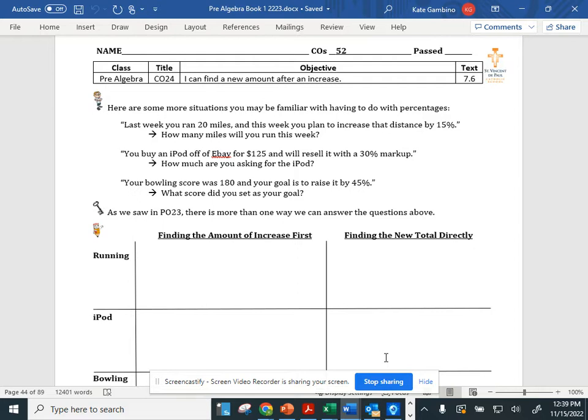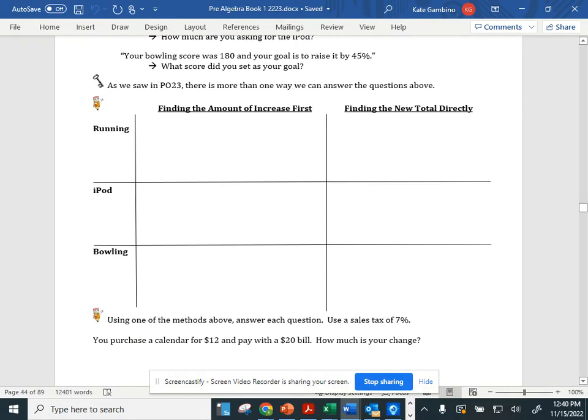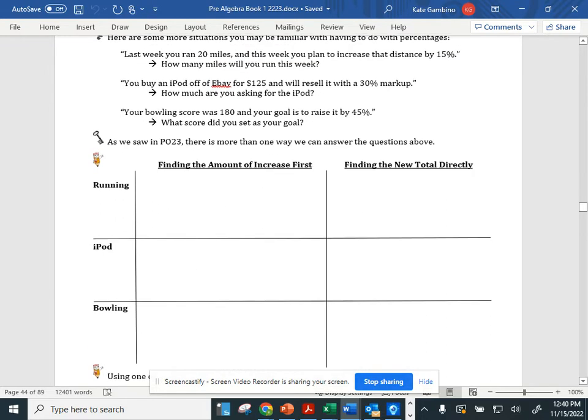So these are all different types of reasons we would use percentages. As we saw in PO23, there is more than one way we can answer the questions above. Remember, in our last objective, we had 3 different ways we could answer stuff. Now we're going to look at different ways we can find these out. So finding the amount of the increase first.